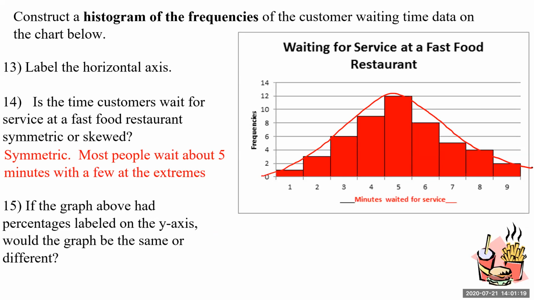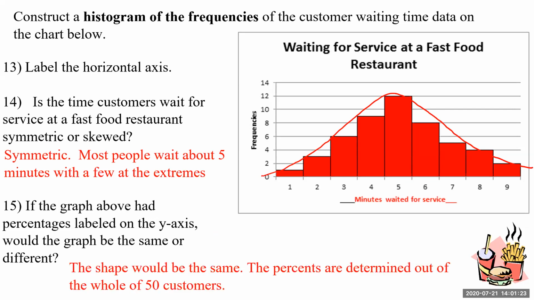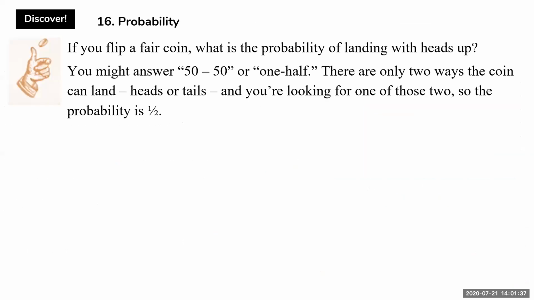All right, now if this graph above had the percentages labeled, okay, on the y-axis, would the graph be the same or different? The shape would be the same. The percents are determined out of the whole of 50 customers. All right, nice, nice. So here, we know we're going to look at the whole game that led to the probability game.